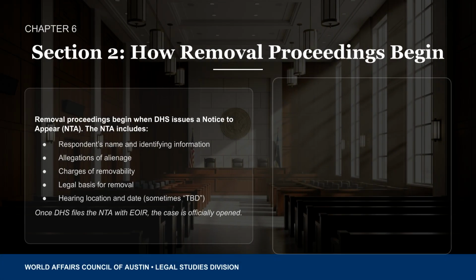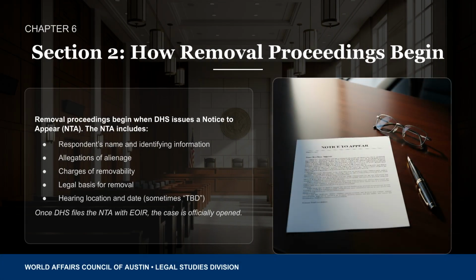Proceedings begin when the Department of Homeland Security issues a Notice to Appear, or NTA. The NTA details the respondent's information, allegations of alienage, charges of removability, the legal basis for removal, and the initial hearing details. Once filed with the EOIR, the case is officially open.